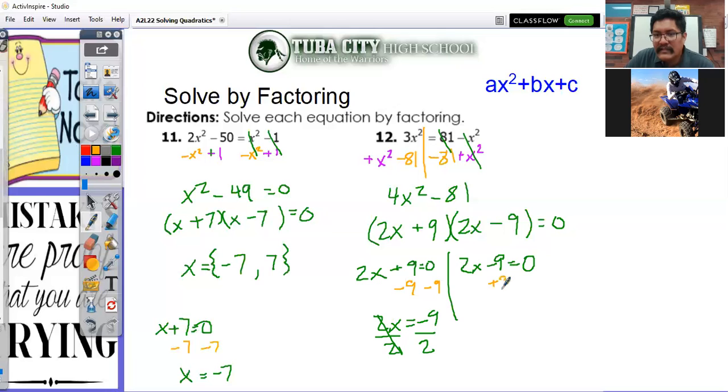And for this one, it's going to be a very similar process. I'm going to add 9 to both sides. And this is just basic old algebra. I'm just doing some regular old solving. So this one is negative 9/2, and that is positive 9/2. So I just need to write out my solution. So x is equal to negative 9/2 and positive 9/2.